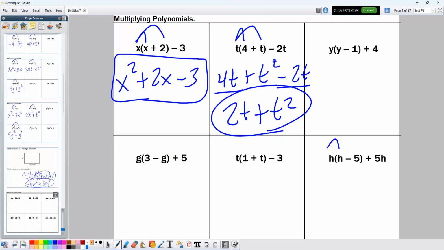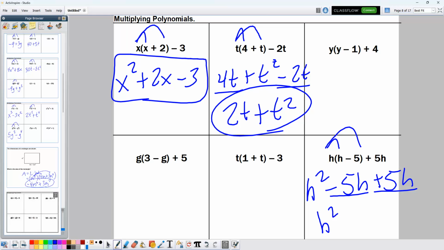Down on the bottom right, h times h, that would be h squared. H times negative 5 is minus 5h plus 5h. Well, there's nothing to go with the h squared, so it's going to be part of my answer. Negative 5h plus 5h would be 0h. So my final answer is h squared.